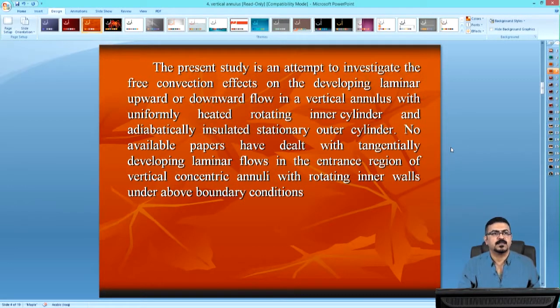The present study is attempted to investigate the free convection effects on the developing laminar upward or downward flow in a vertical annulus with uniformly heated rotating inner cylinder and adiabatically insulated stationary outer cylinder. No available papers have dealt with tangentially developing laminar flows in the entrance region of vertical concentric annuli with rotating inner walls under above boundary conditions.